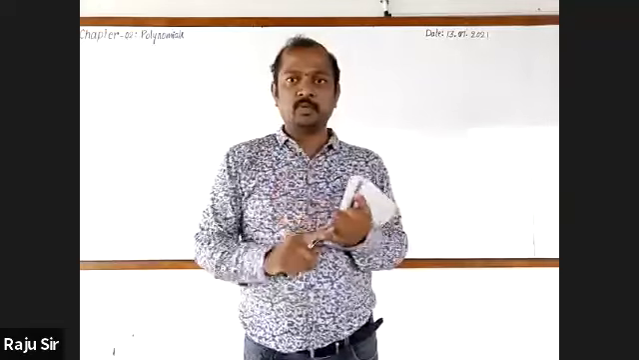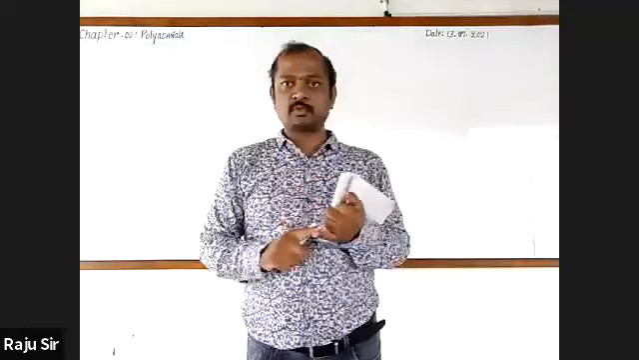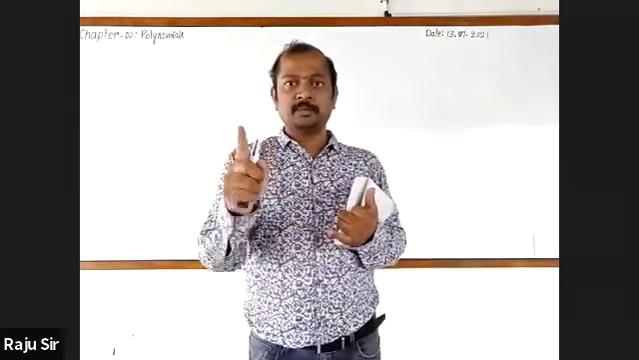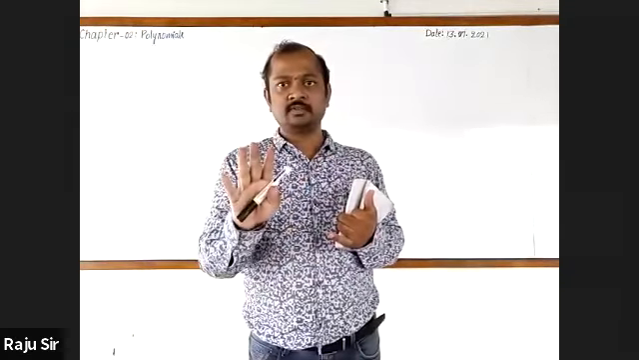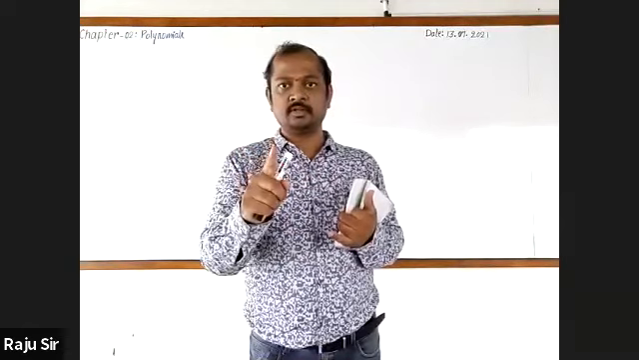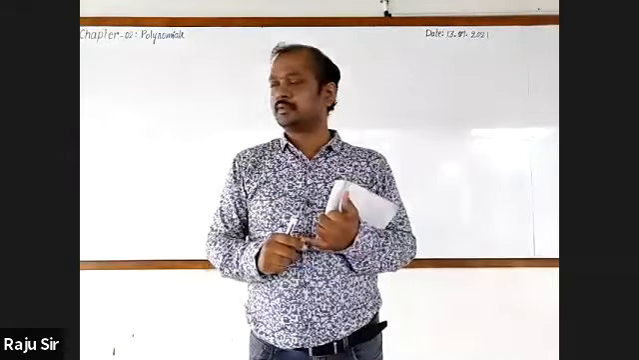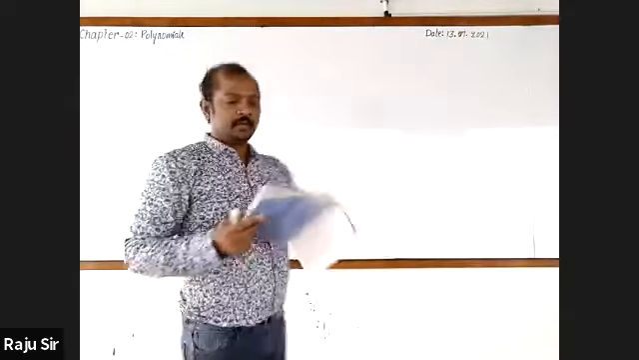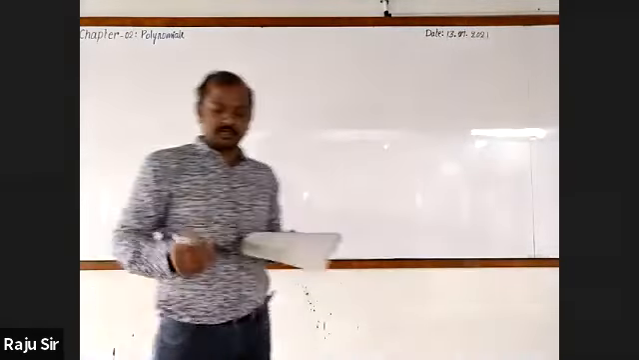One is a plus b whole square. Second, a minus b whole square. Third, a plus b into a minus b. And fourth, a plus b plus c whole square, right? Yes, sir. Is the third one x plus a into x plus b? Okay. Now, let me continue.